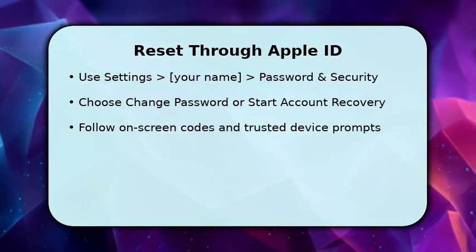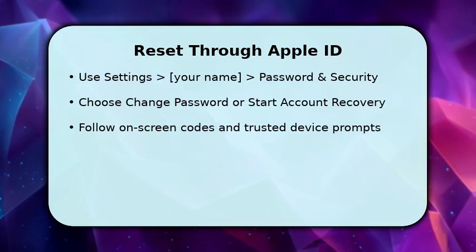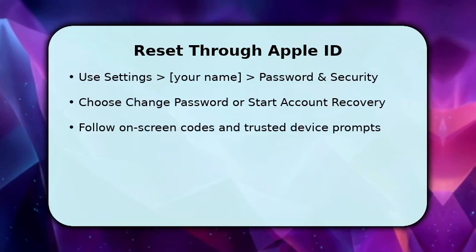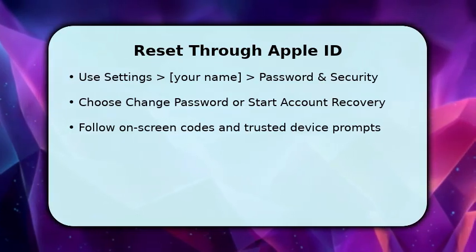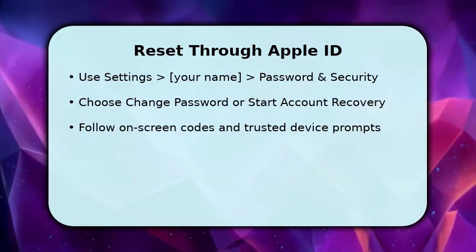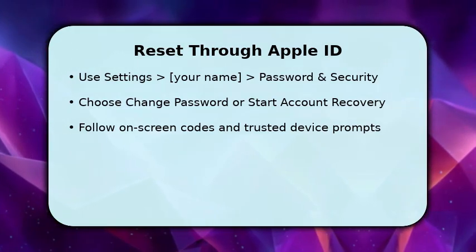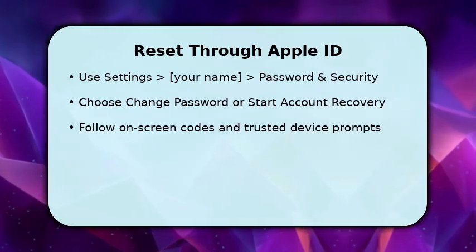Open Settings, tap your name, then Password and Security. Choose Change Password if you remember your device passcode. This is quickest. If you don't, start account recovery and follow the on-screen prompts to send codes to trusted devices or numbers. Enter verification codes exactly and wait for synchronization.